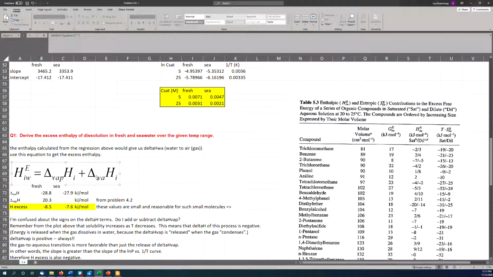Okay, and this is part of the reason why we chose Freon 12 for this problem, because we already figured out delta H of vaporization for Freon 12 in that previous example problem in the vapor pressure lecture. We figured out that the delta H of vaporization is about 20 kilojoules per mole from problem 4.2. Okay, so we already know this. If you want to know how to figure it out, you have to go watch that other video. And then we need to figure out this delta H for moving from water to air.